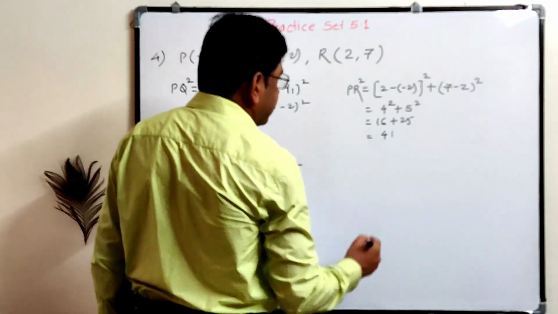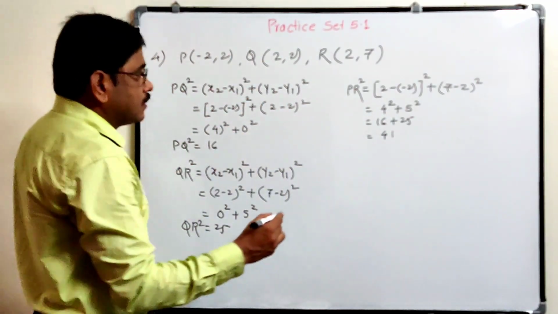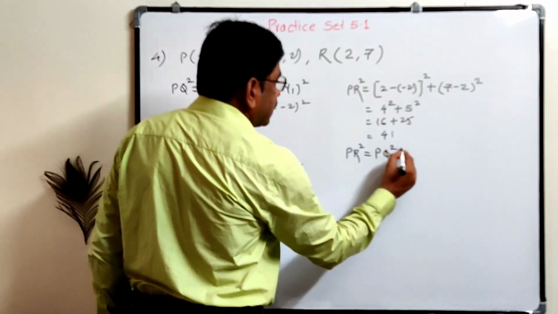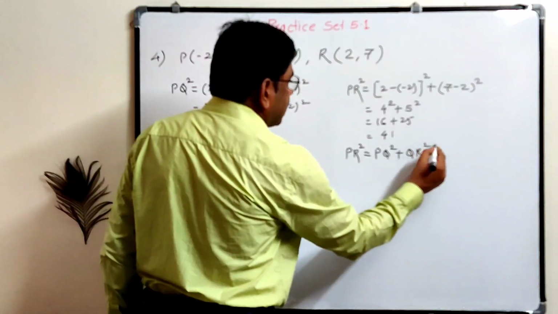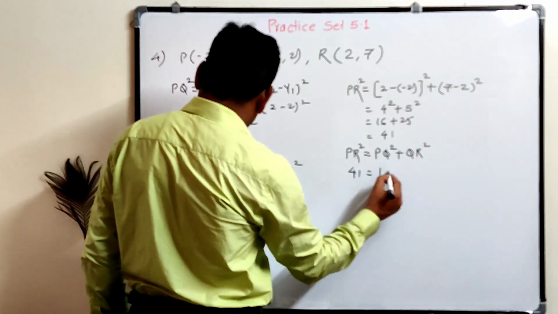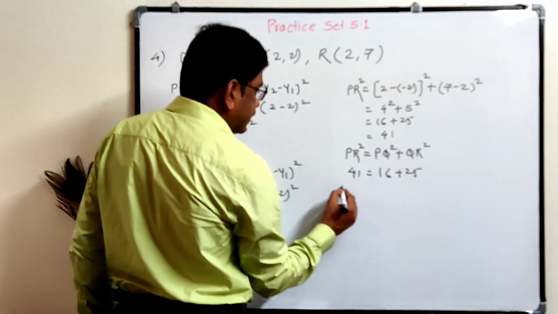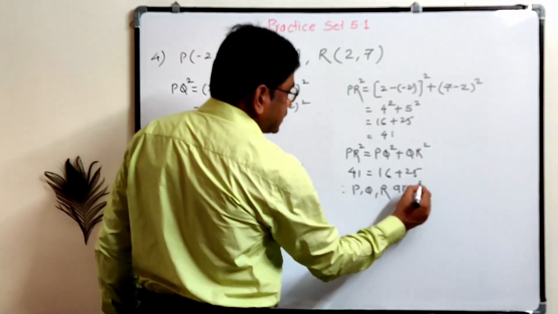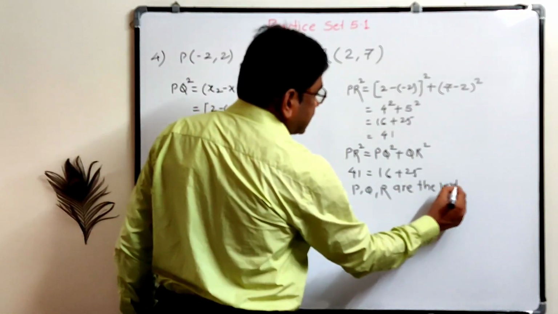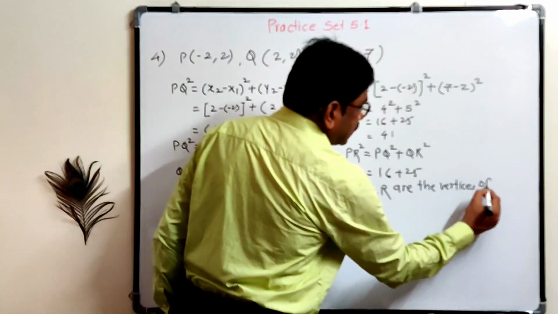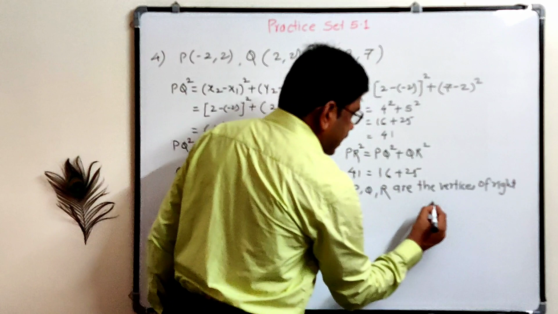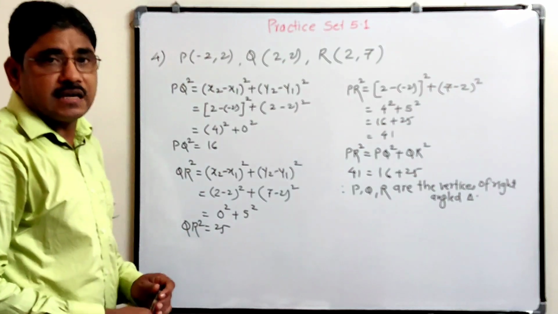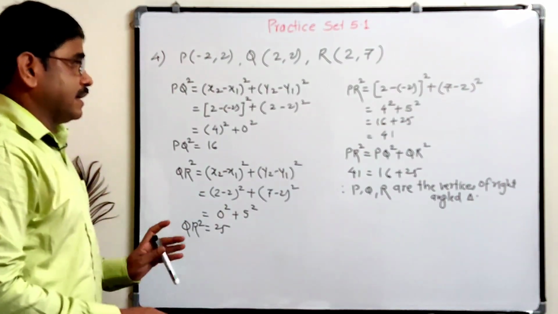So here if we observe, this PR square is equal to PQ square plus QR square, because this 41 is equal to this 16 plus 25, and therefore P, Q, R are the vertices of which triangle? Are the vertices of a right angled triangle. So in this way we can prove these are the vertices of a right angled triangle.